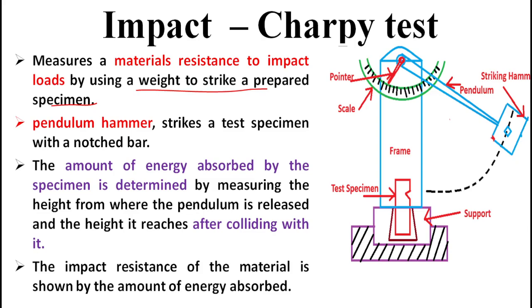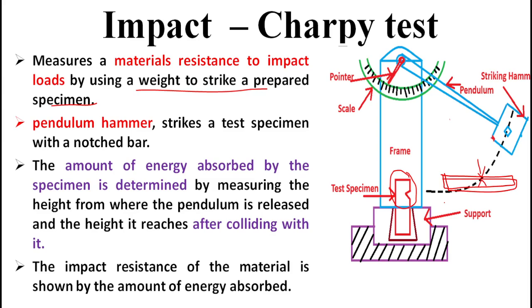The specimen position will be different. It is an Izod test specimen. For the Charpy test, we use a horizontal position: the specimen is horizontal with a V-notch, and the striking hammer hits opposite to the V-notch position. This is a Charpy test specimen.